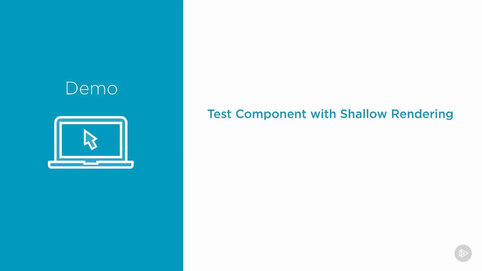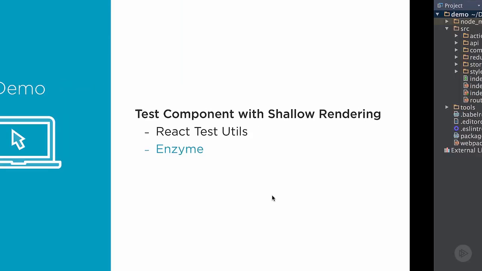Let's use shallow rendering to test the same React component with two different technologies. First, we'll use React test utils, and then we'll write the same tests in enzyme for comparison.